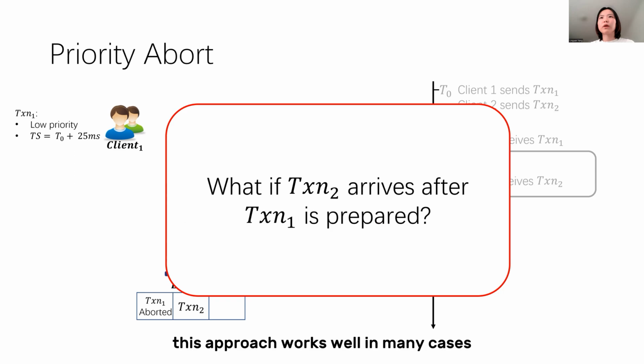This approach works well in many cases, but what if the high priority transaction arrives after the low priority transaction is prepared? In this case, priority abort does not work. Therefore, we introduce our second technique, conditional prepare, to solve this case. Let's continue the example and see how conditional prepare works.